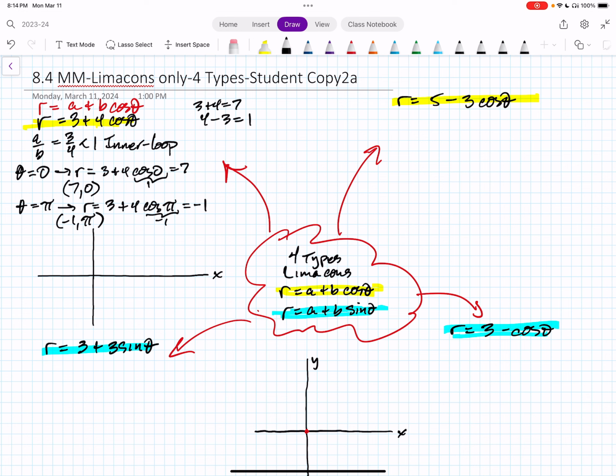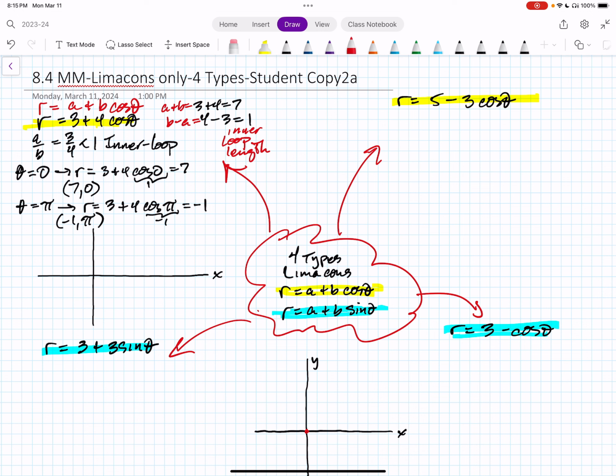So go back up here when I added and subtracted. I take A plus B, and then I take B minus A, and that will give me the length of the inner loop. So inner loop length. I'm just writing down my thoughts. Okay, and then we can start graphing here. And then also, before we even get started, cosine, well, guess what? For cosine theta, it's symmetric about the polar axis.